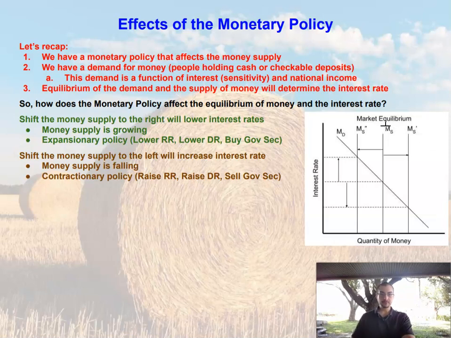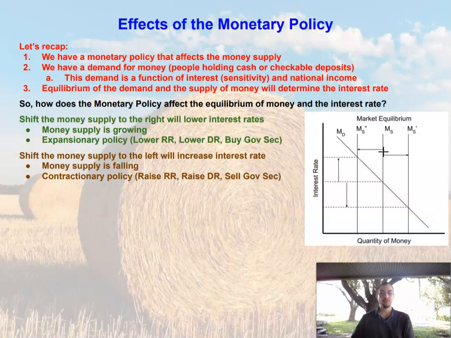First and foremost, we have this perfectly vertical money supply. So what does that mean? It means that we have a constant money supply. Basically the Fed comes in and determines this is what the money supply is going to be, and then that equilibrium will then determine the interest rate.